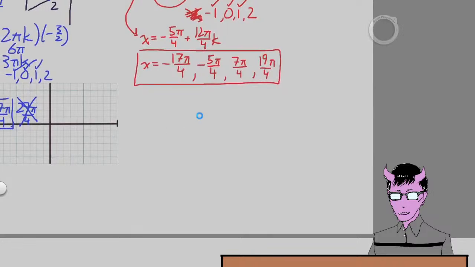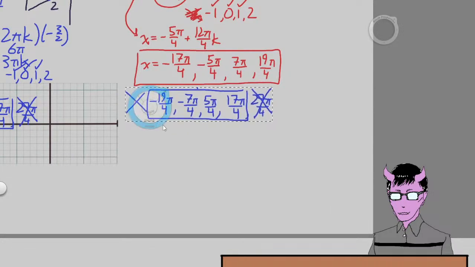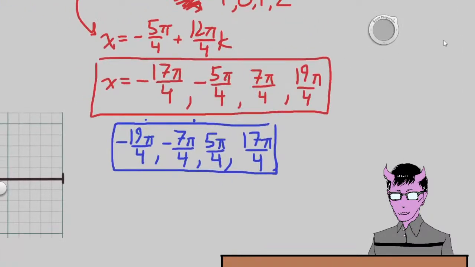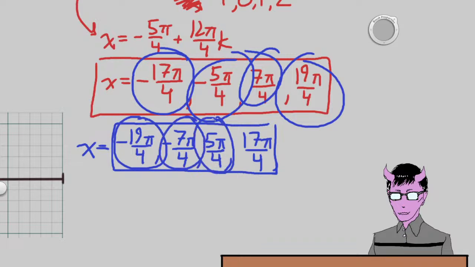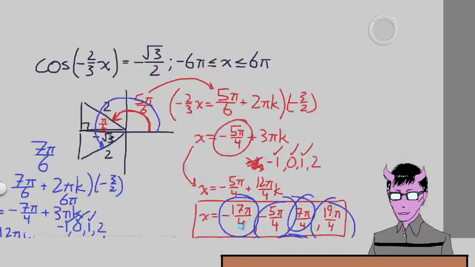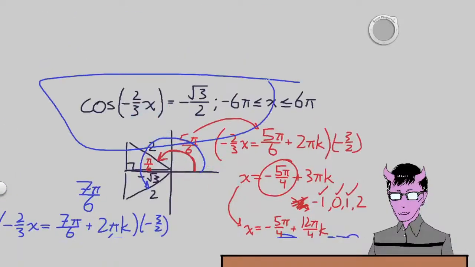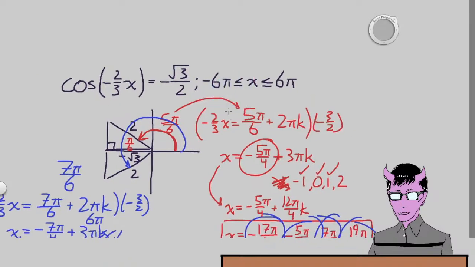Alright, so combining the two answers together. Ooh, that's ugly. So we have in total 8 answers. So this one, this one, this one, this one, that one, that one, that one, and that one. So 8 answers for this particular problem right there, and we should be good to go for this problem.